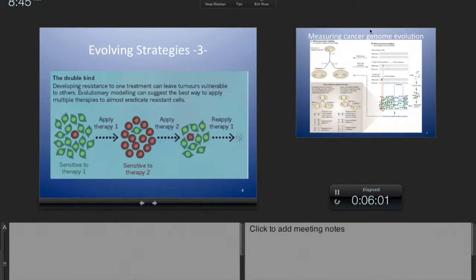And of course, resistance is a big issue with drug treatment. It can leave tumors vulnerable to other kinds of treatments if you're lucky. People have done what they call evolutionary modeling, and I'll show an example of that in a little bit, to suggest the best way that you can use multiple therapies to try to get rid of these resistant cells.